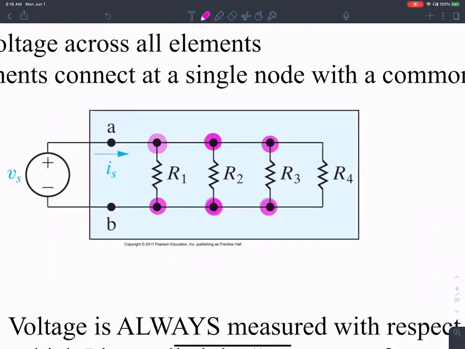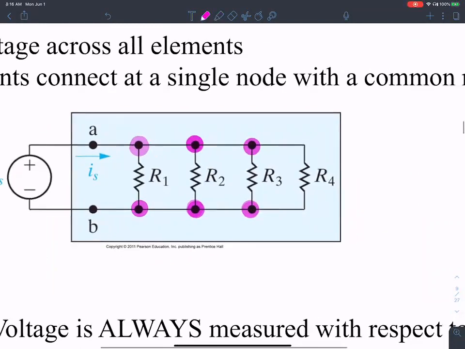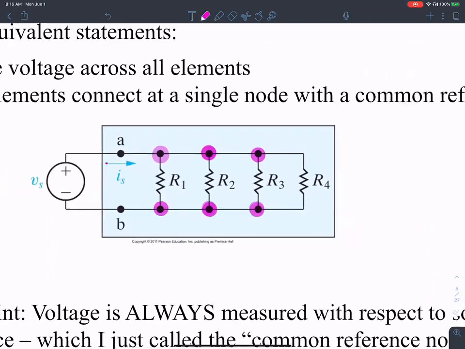So the important thing to remember here is the total current is split between different resistances. So the total current Is is the sum of all the different currents.